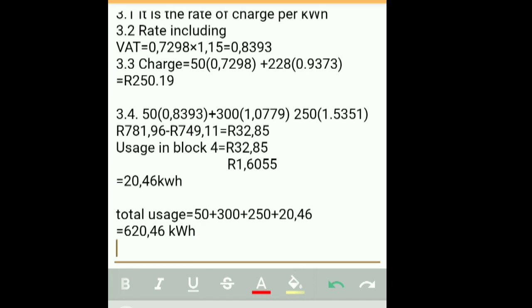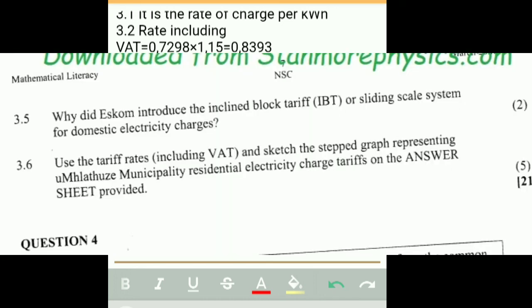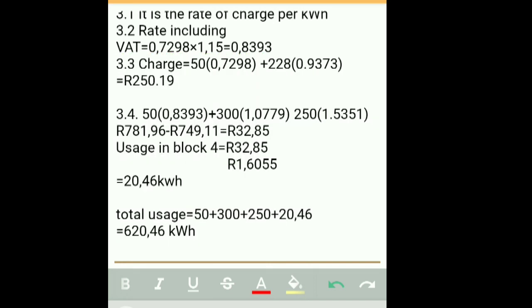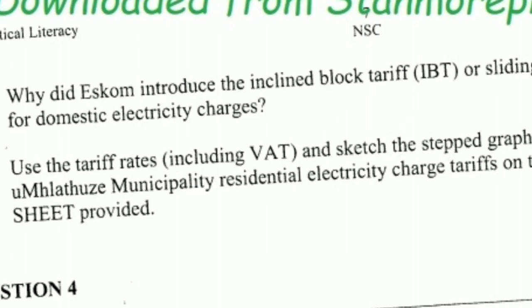Now we're going to 3.5, which is close to the last question. 3.5. Why did Eskom introduce the inclined tariff (IBT) or sliding scale system for domestic electricity charges?